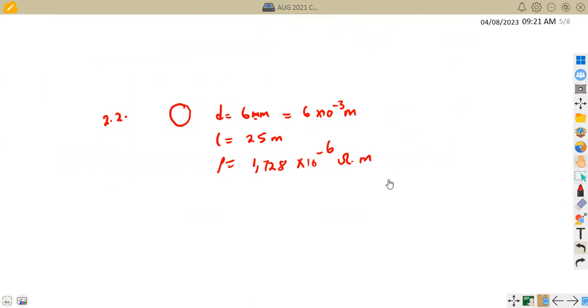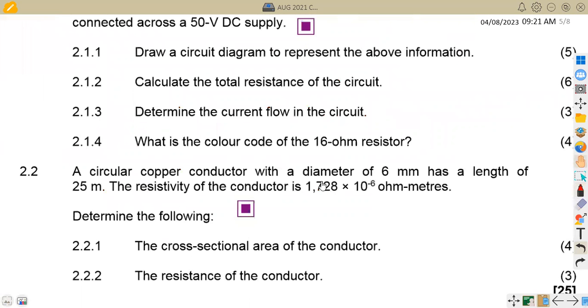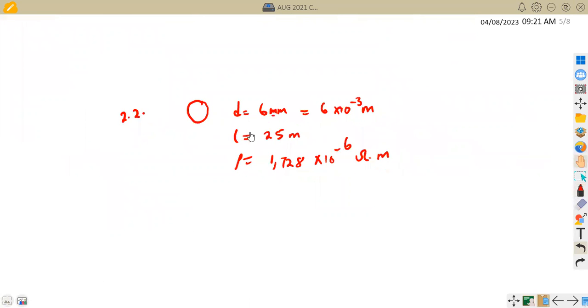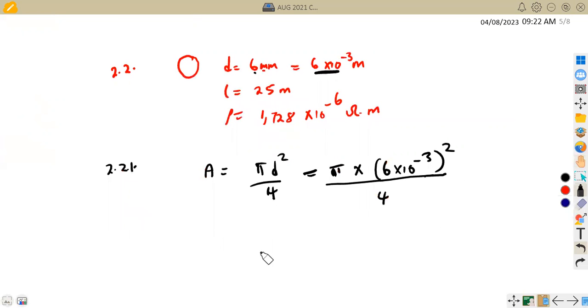All right, so the first question that we are given on 2.2.1 now is to find the cross-sectional area of the conductor, which is a circular conductor. If it is a circle, we are simply referring to the area of a circle, where from the diameter, our area is equivalent to pi d squared over 4. So that is pi times the diameter in meters, which is 6 times 10 to the exponent of -3 squared, everything over 4. So we are going to have the cross-sectional area of the circular shape.